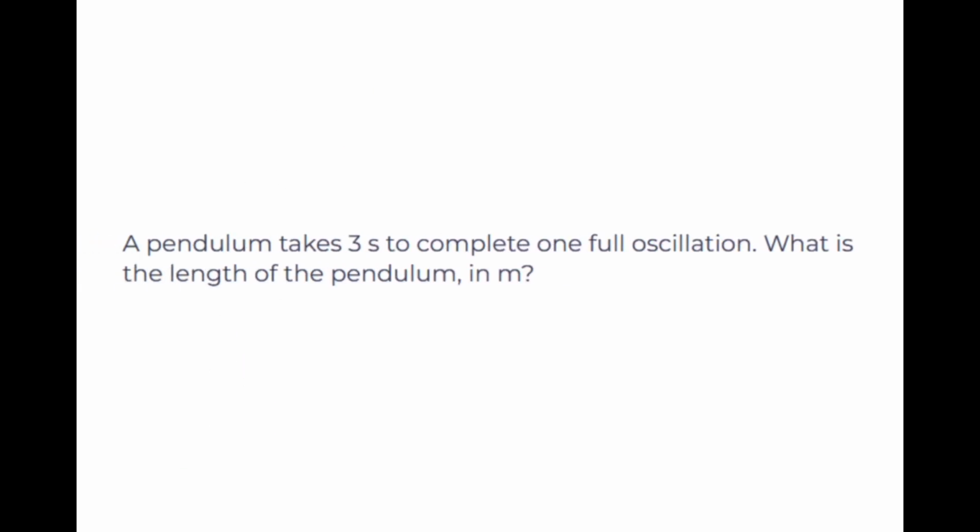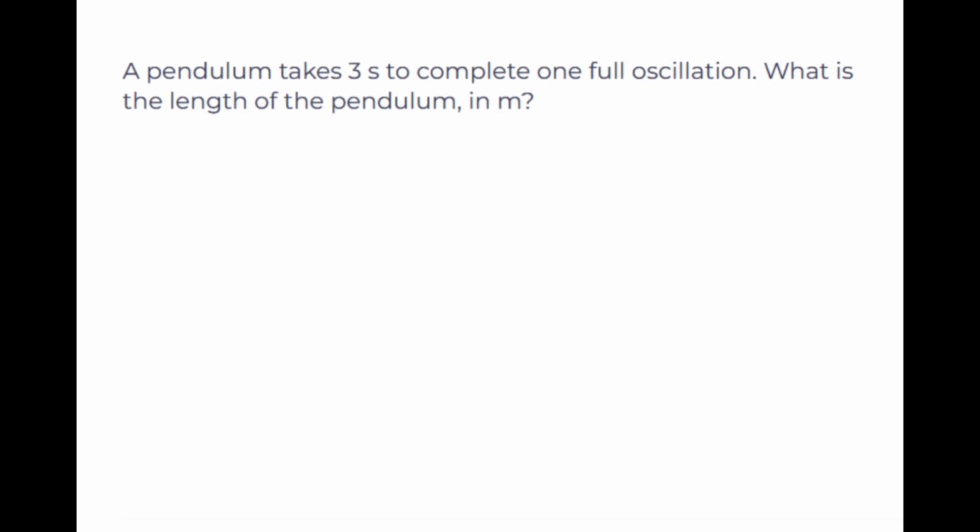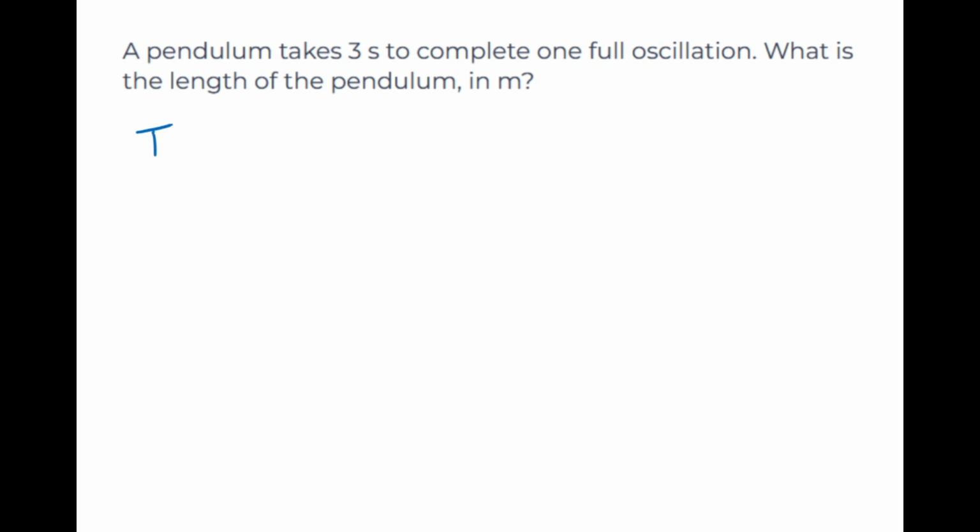A pendulum takes 3 seconds to complete one full oscillation. What is the length of the pendulum in meters? The time taken for one oscillation is 3 seconds, so the time period with the symbol uppercase T is 3 seconds. We want to find the length of the pendulum, so L equals question mark in meters.